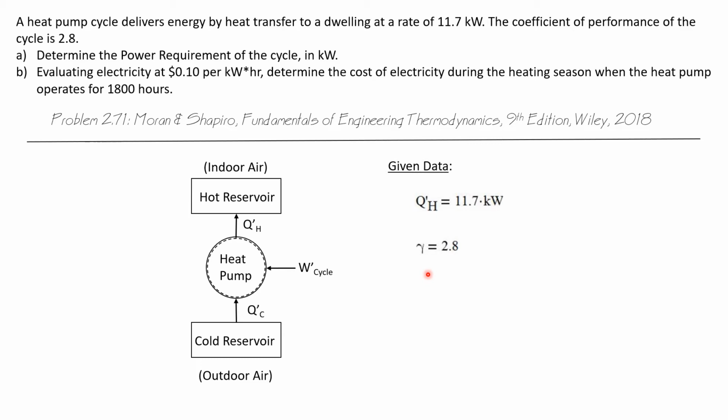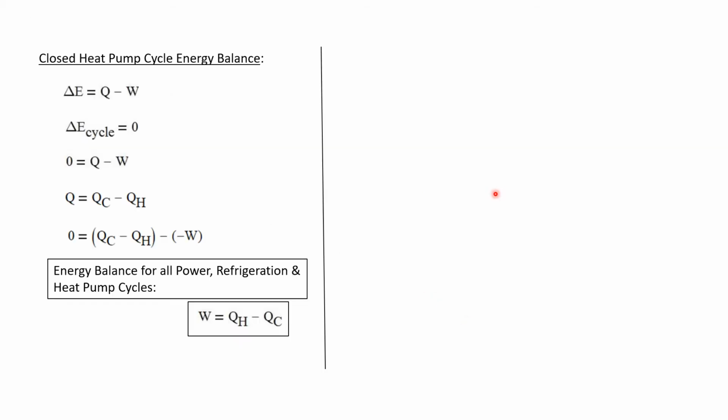And the reason we do this is because our interests are different. With the refrigeration cycle, we were interested in cooling the refrigerated space, so we were interested in Q̇C. With a heat pump, we are interested in heating the indoor space, so we're interested in Q̇H. So let's derive the equations for a heat pump.